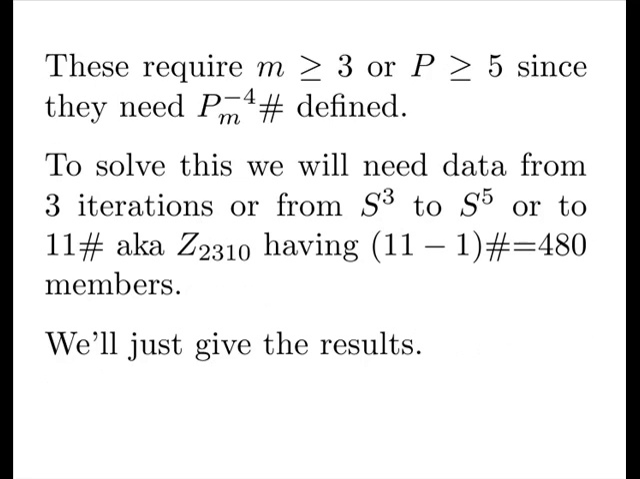These require m0 greater than or equal to 3, or p greater than or equal to 5, since they need the fourth minor primorial defined. To solve this, we will need data from 3 iterations, or from S3 to S5, or to 11 primorial, also known as Z sub 2310. Having 11 minus 1 primorial equals 480 members. We'll just give the results.